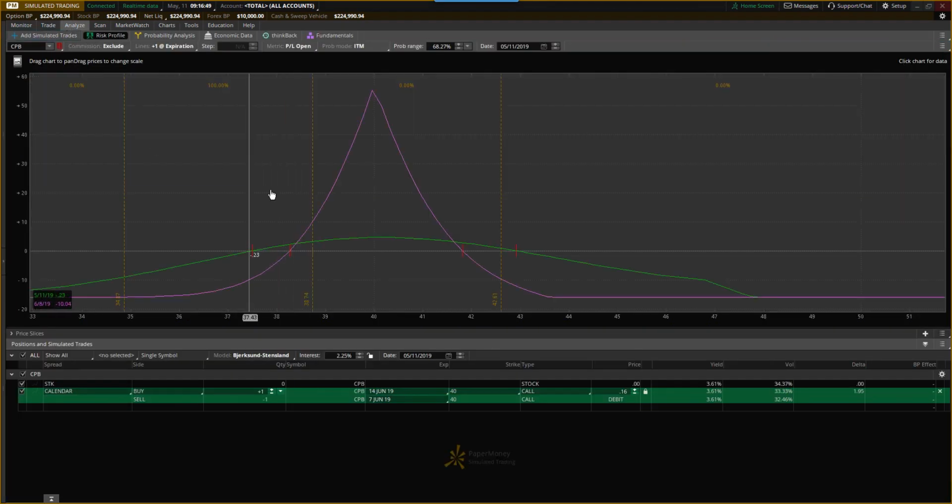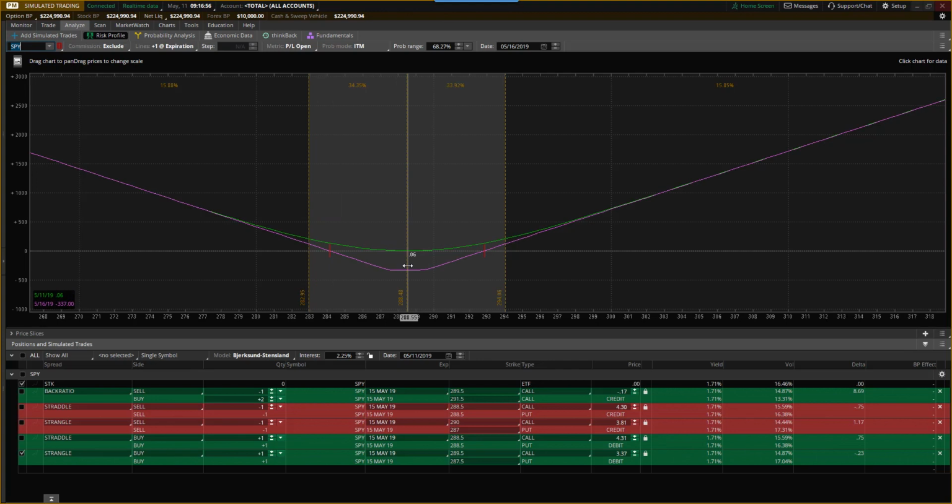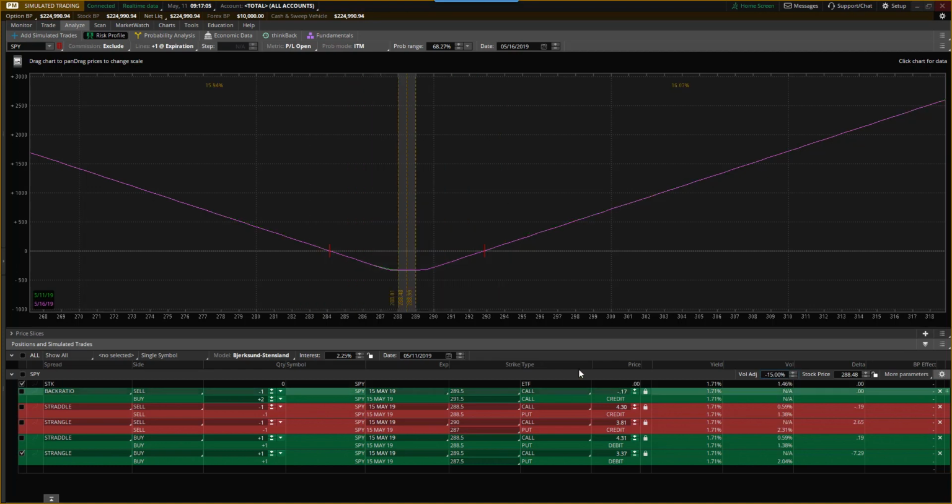If we go to the analyzer and we look at SPY for an example, since we already built the strangle in SPY, and we knock off 15 points of volatility, what happens to our trade? It gets crushed. We fall right into the bottom of the deepest part of the trade. It's the max loss right there. At that point, we absolutely need to see a move to the upside or the downside all the way past the break even to see any profit in this trade.